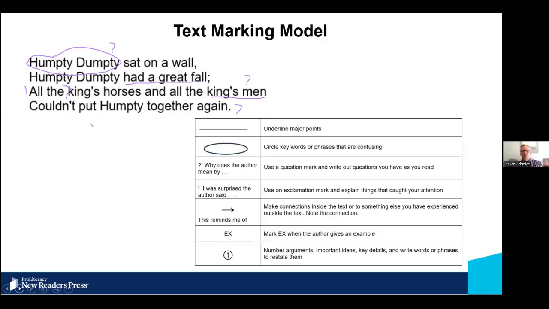A lot of times we teach something and think they got it. Well, a lot of times they don't got it. And it takes multiple exposures for students to really pick these skills up.